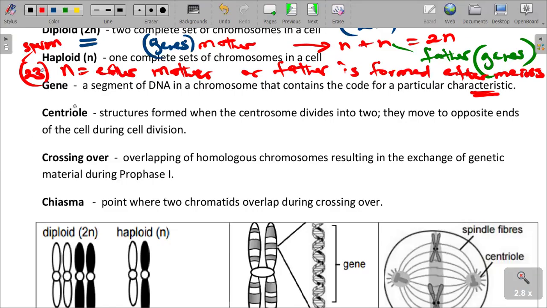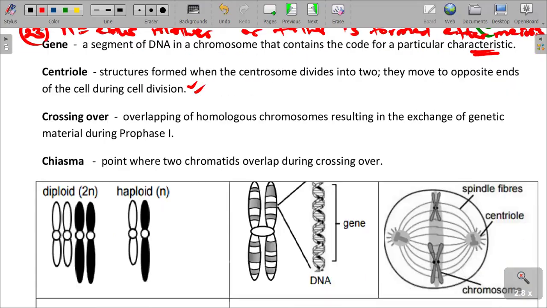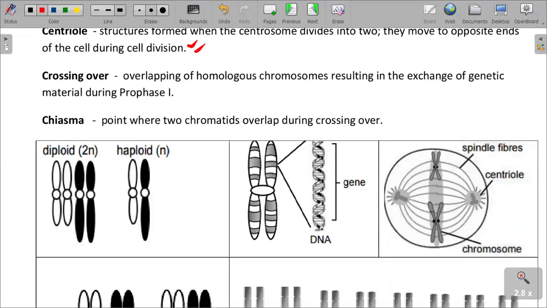And then we have the centriole, structures formed when the centrosome divides into two. They move to opposite ends of the cell during cell division. I want you to look at the diagram again. I have come with diagrams to help explain that, to say that when we talk about the centriole, you can see that there are structures which move to opposite ends of the cell during cell division.